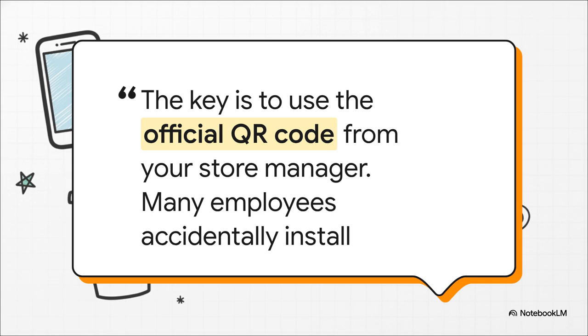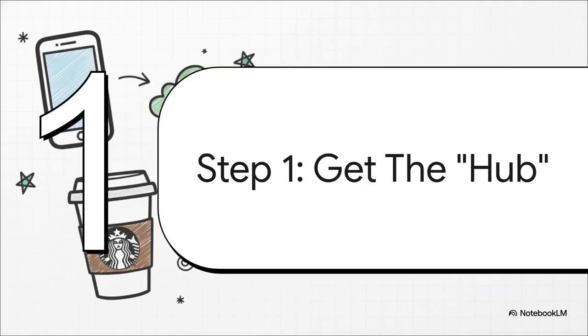And I really can't stress this part enough. You have to use the official QR code. There are some fake apps out there, and using the code straight from your manager or the Partner Hub is the only way you can be sure you're getting the real, secure app and keeping your info safe. Perfect! Now that you've got all your stuff ready, let's kick off the first big step.